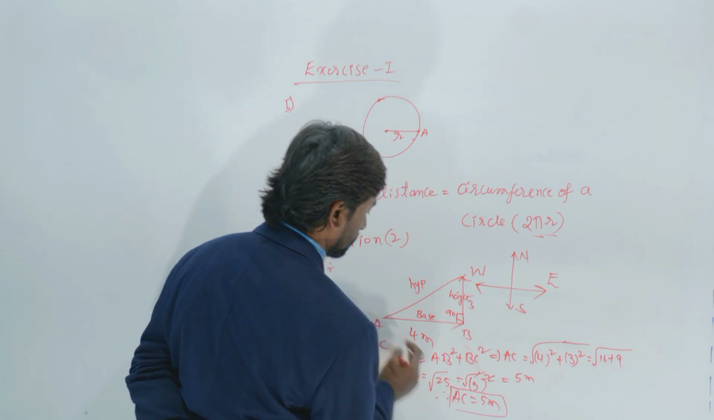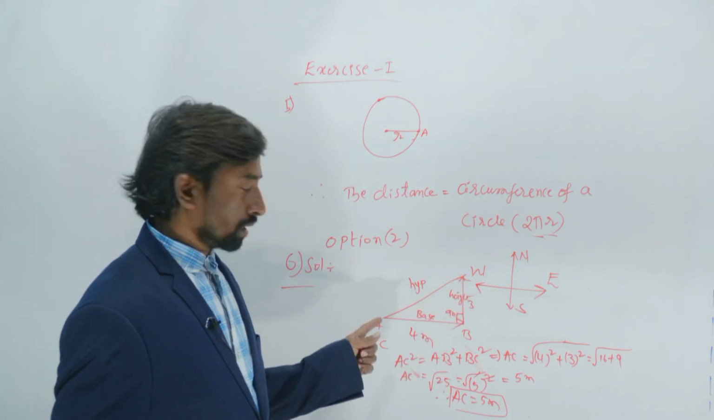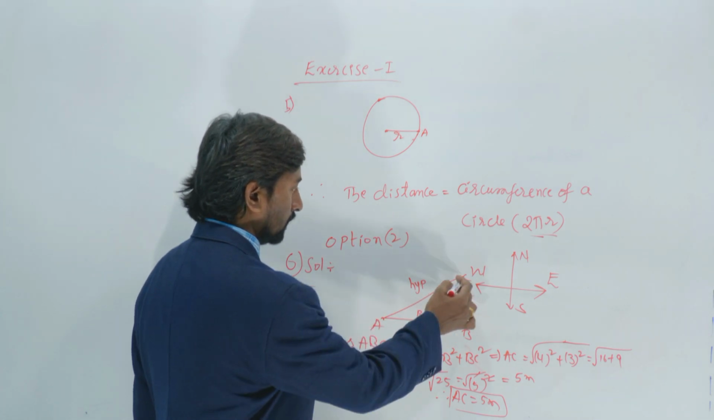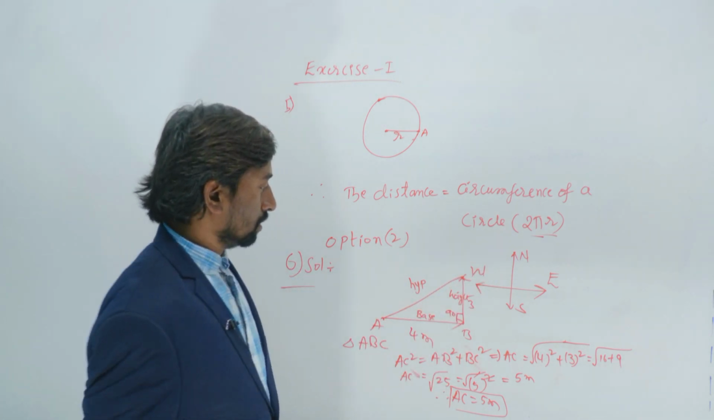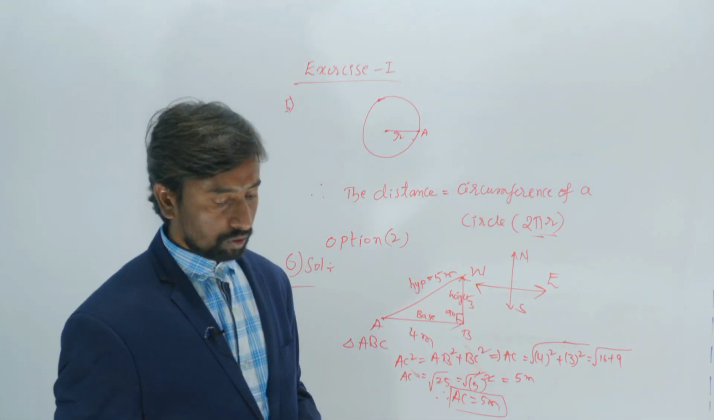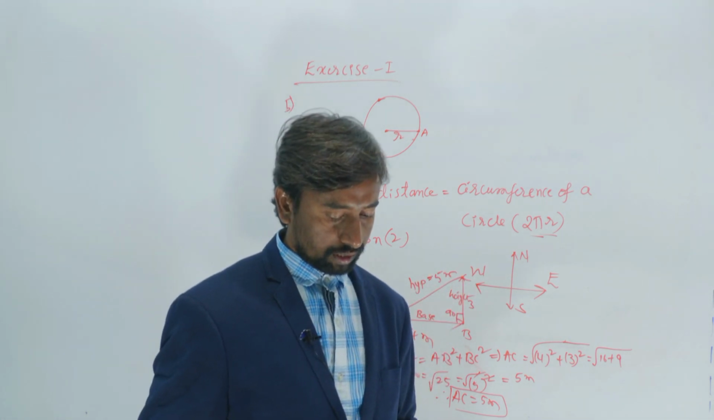So AC is nothing but the displacement, the shortest distance between the initial and final position. Initial is point A and final is point C. That is the distance we got, 5 meters. That is the answer. So what is the option here?